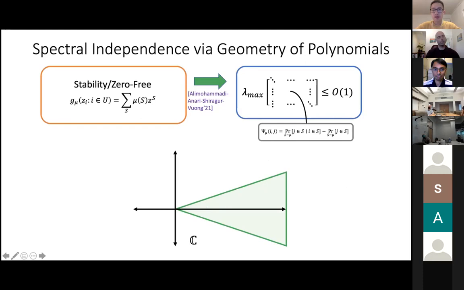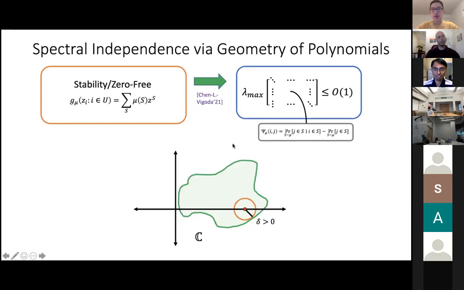And then even more recently, we had this work with Zongchen and Eric, which generalizes this even further. It says that if you have some zero-free region, which can have some crazy boundary, then as long as you are away from the boundary, you can get spectral independence and hence rapid mixing for a simple Markov chain. The constant here depends inverse polynomially on this gap, little delta.